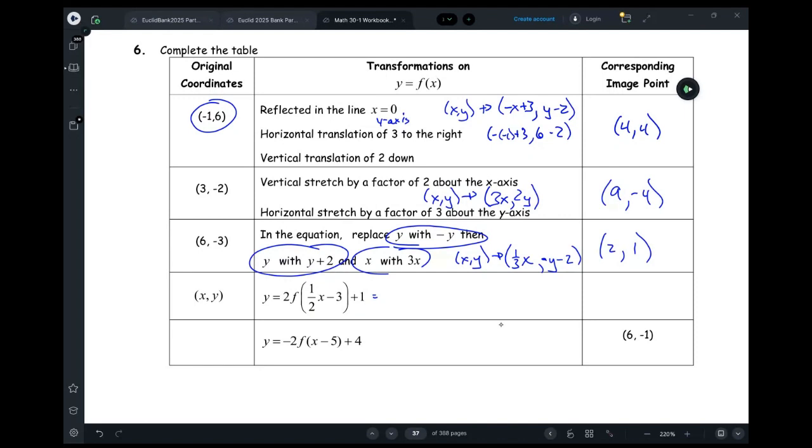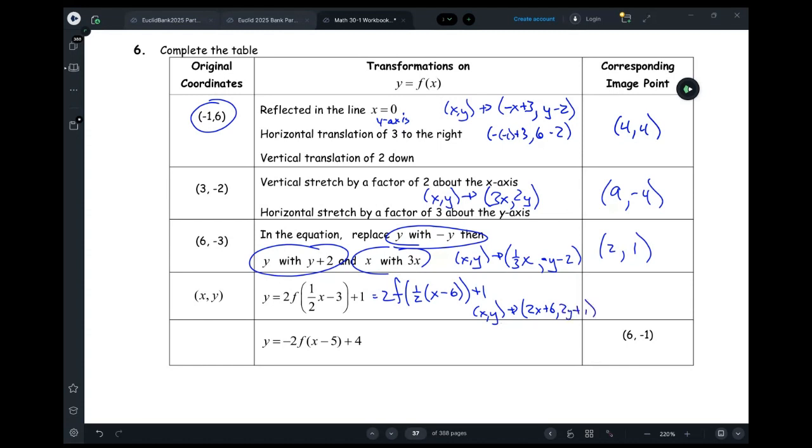Here, in order to get this image point correct, what we've got to do is simplify what's inside there by factoring out the 1/2. And that is going to become x minus 6 plus 1. So our image point here is going to be x comma y. There's a horizontal stretch by a factor of 2, and then I moved 6 to the right, so plus 6, and then 2y plus 1.